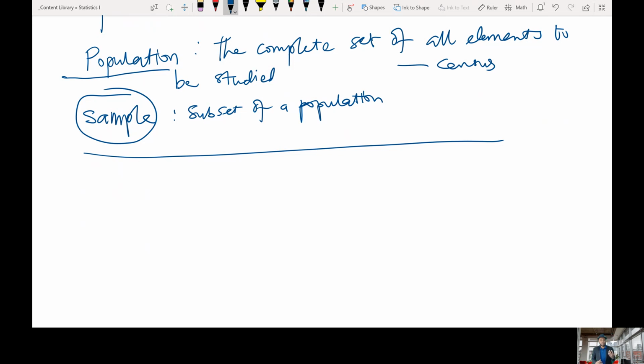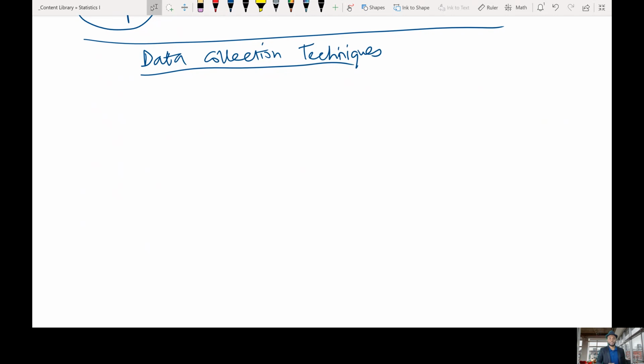Definitions. We talked about the fact that for statistics, we collect data. Now, let's look at some data collection techniques. What are some data collection techniques? Let's see those who have read chapter 1 already. Well, one method would be through experiments. We could conduct an experiment to collect data.